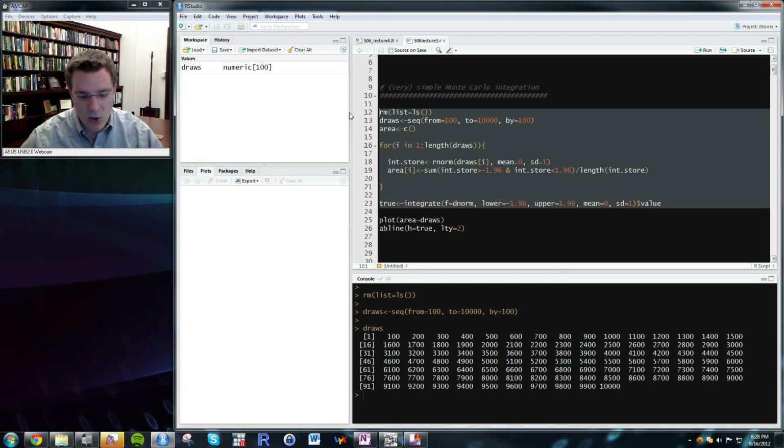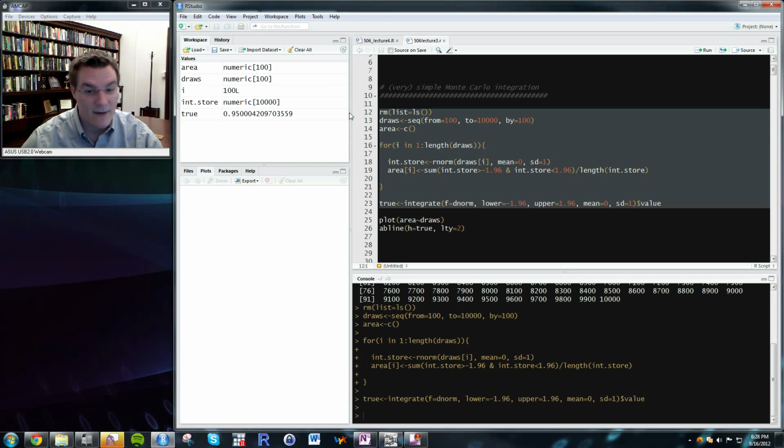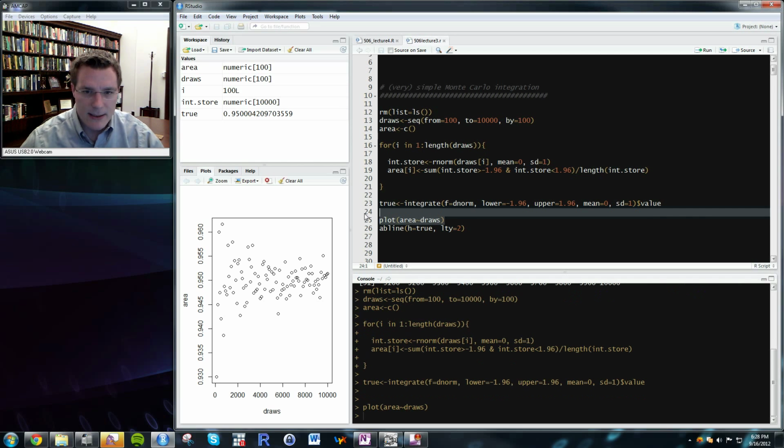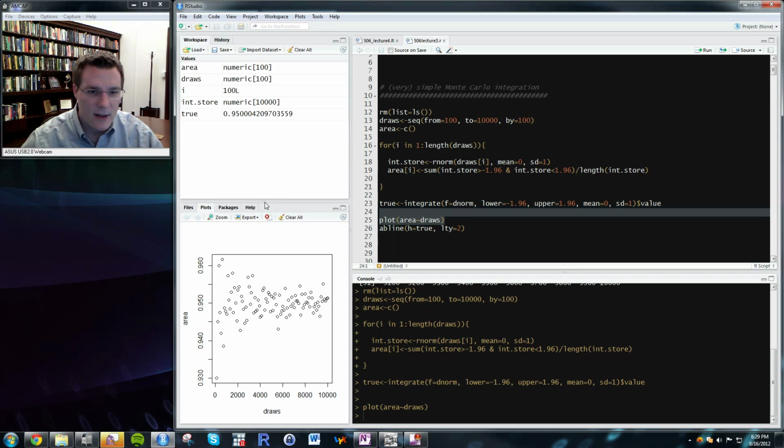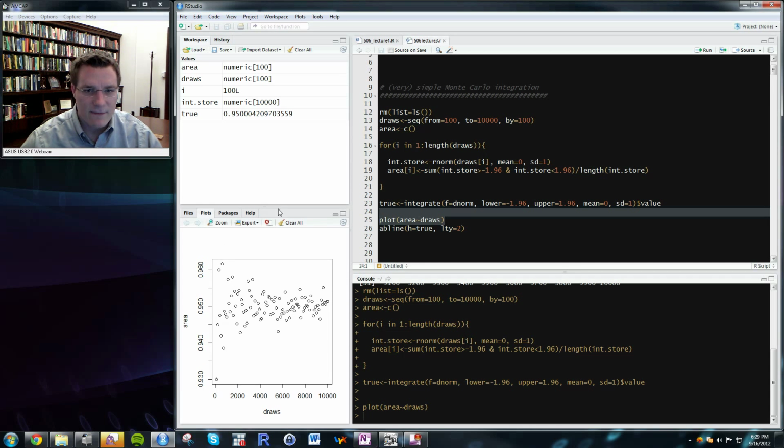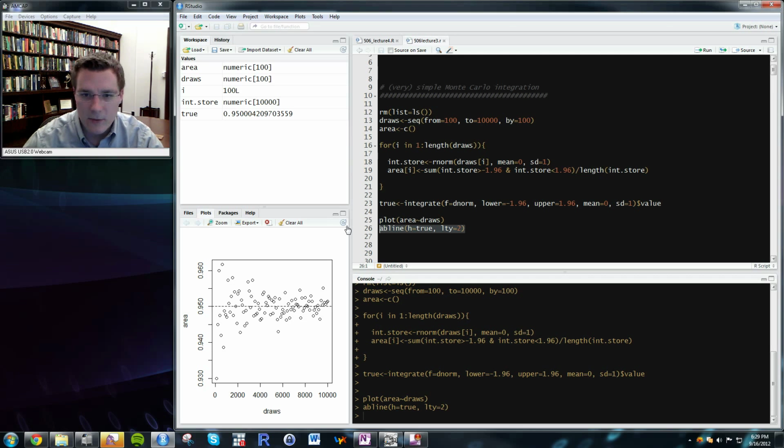So this code takes just a second to run. In fact, it's already run. It's very, very quick. And if I now plot, here we go. Here's my estimated area under the curve versus the number of draws that I take in by Monte Carlo integration. And I'm going to add, using this add-line command, a dotted line at the true value, as computed by integrate, which we know should be about 0.95, and what a shock, it's exactly 0.95. That's good news.